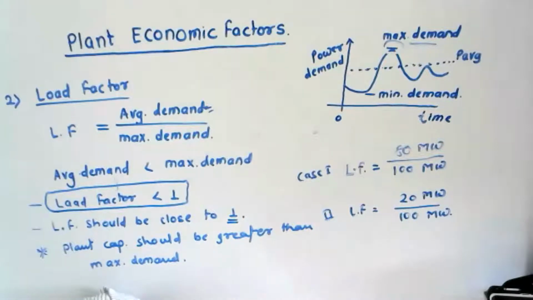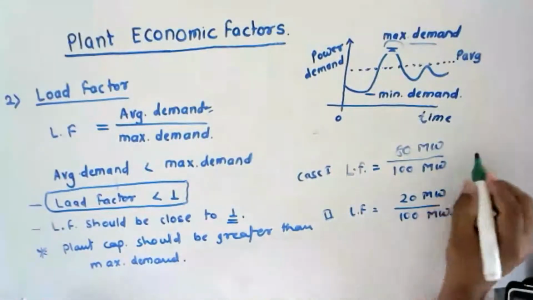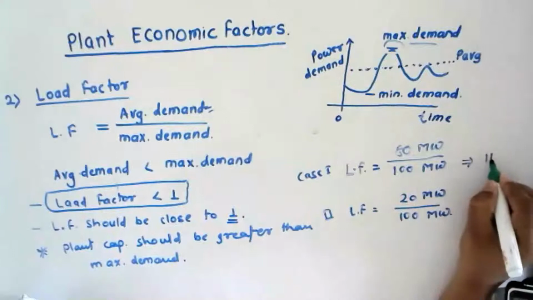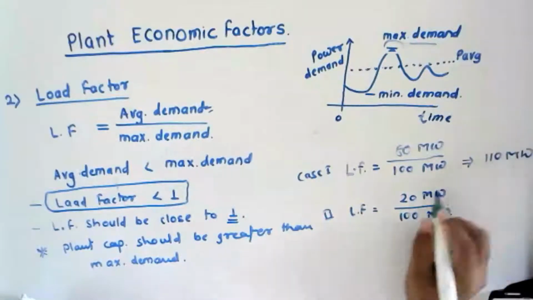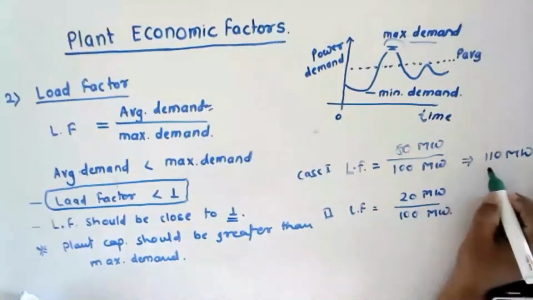Okay, someone says 100 megawatt, 110 megawatt. Okay. So basically it should be greater than 100 megawatt. Suppose 110 megawatt, that we are going to see. So the rated capacity required is what?